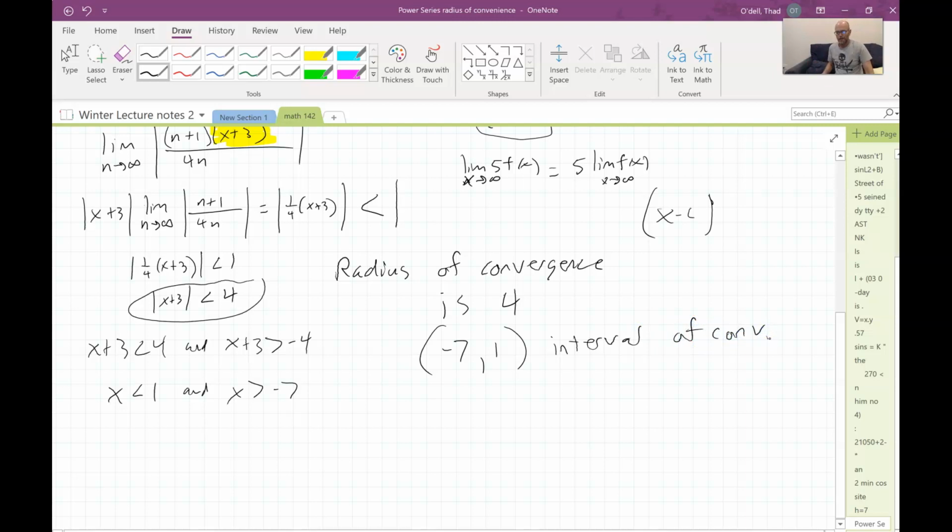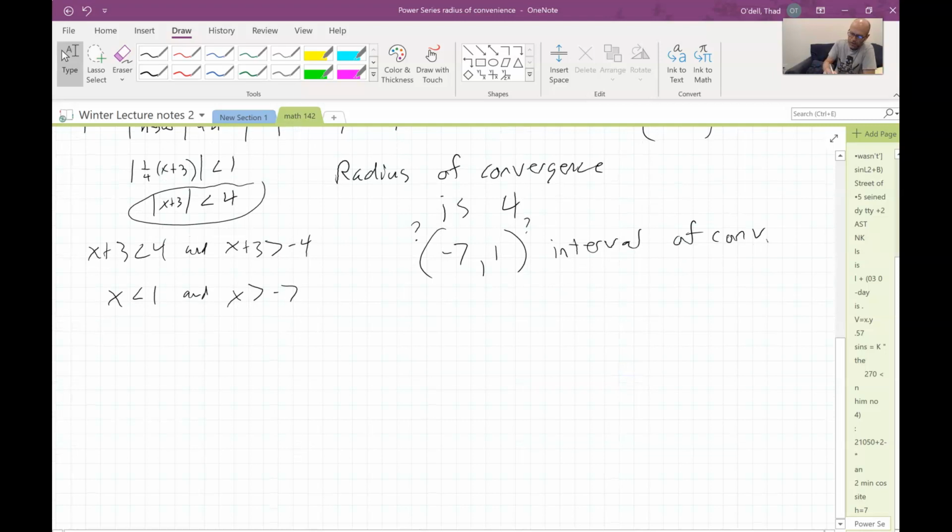Now we're not quite done yet. This power series is a little bit more involved because we end up doing 3 different tests. The problem with the ratio test that we just used is if it's equal to 1, we don't know whether it converges or not. So there's still this question mark on these brackets. They might be square, they might be round, because the ratio test doesn't tell us whether it converges when it's equal to 1. So we're going to have to test the endpoints now.